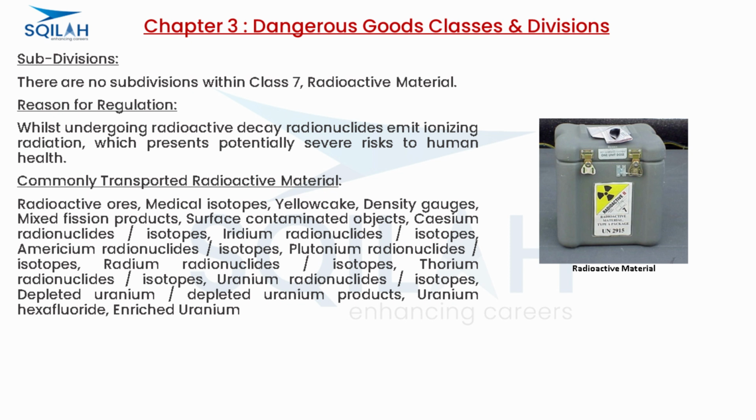Commonly transported radioactive material: radioactive ores, medical isotopes, yellowcake, density gauges, mixed fission products, surface contaminated objects, cesium radionuclides/isotopes, iridium radionuclides/isotopes, americium radionuclides/isotopes, plutonium radionuclides/isotopes, radium radionuclides/isotopes, thorium radionuclides/isotopes, uranium radionuclides/isotopes, depleted uranium/depleted uranium products, uranium hexafluoride, enriched uranium.